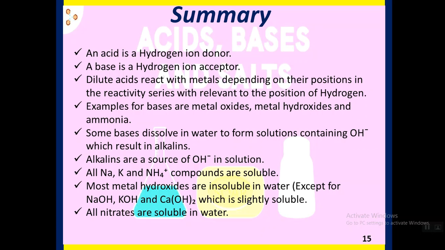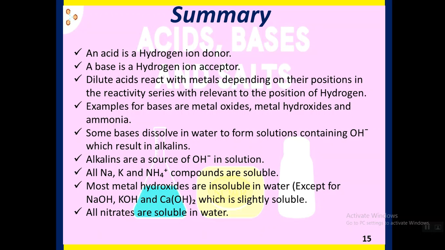Yes, with that we come to the end of the lesson. So this is the summary. Here you can remember that an acid is a hydrogen ion donor and a base is a hydrogen ion acceptor. Dilute acids react with metals depending on their positions in the reactivity series relative to the position of hydrogen. Examples of bases are metal oxides, metal hydroxides and ammonia.